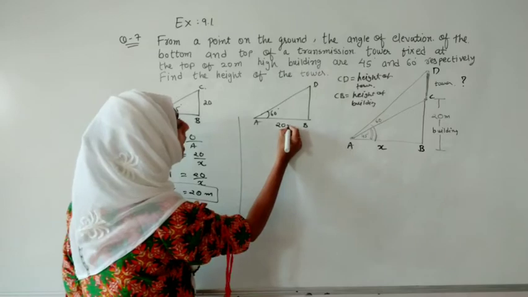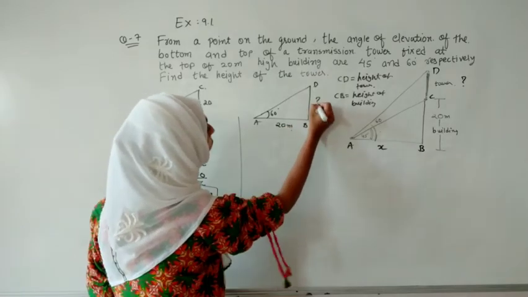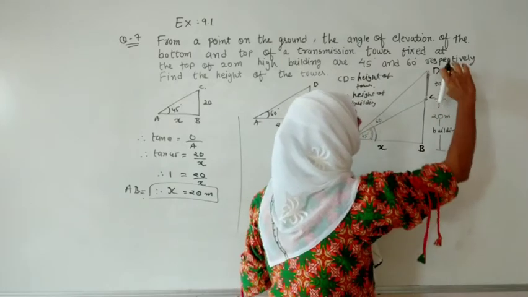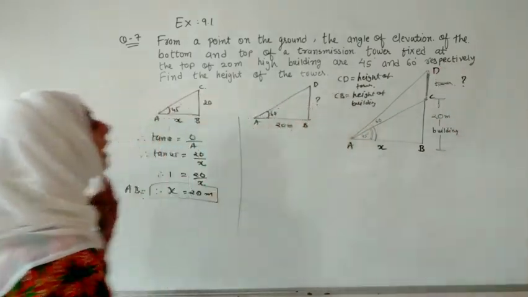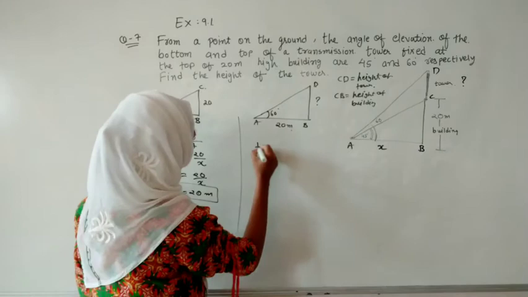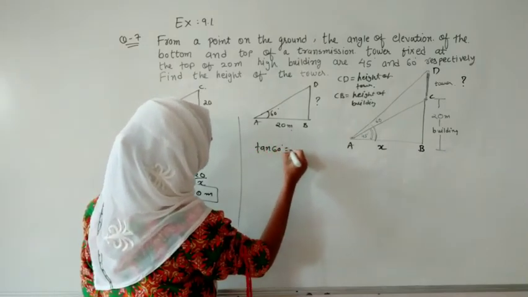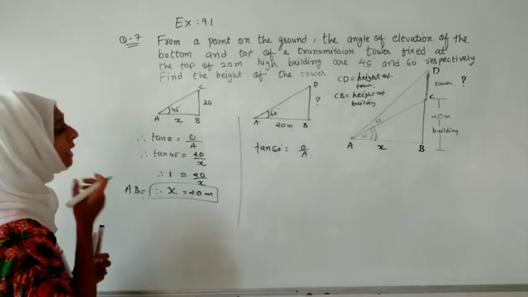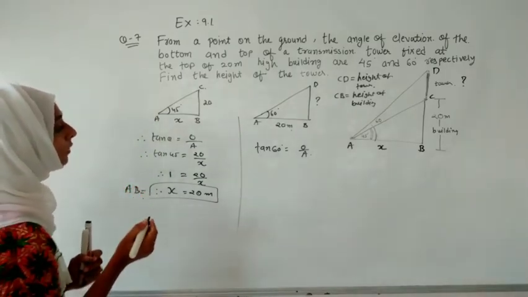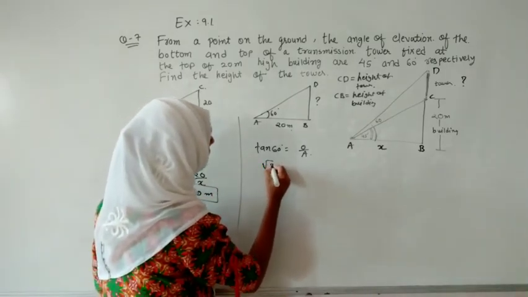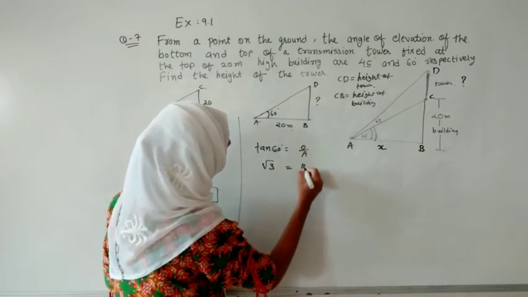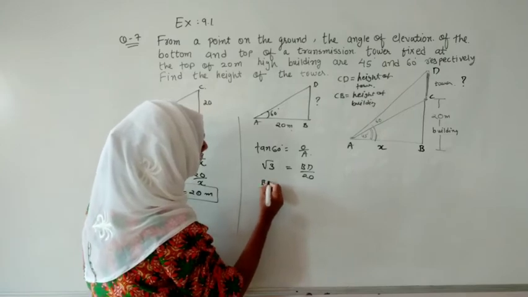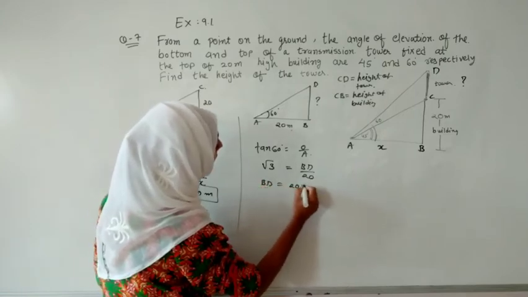We will write it as 20 meter, and now we have to find BD. Means we have to find this whole thing. From that we will subtract 20, then we will find CD, the height of the tower. So let us find. We will apply tan 60 degree, which equals opposite upon adjacent. Now the value of tan 60 is under root 3, equals opposite, that is BD, over adjacent, that is 20. So we got the answer: BD is 20 under root 3 meter.